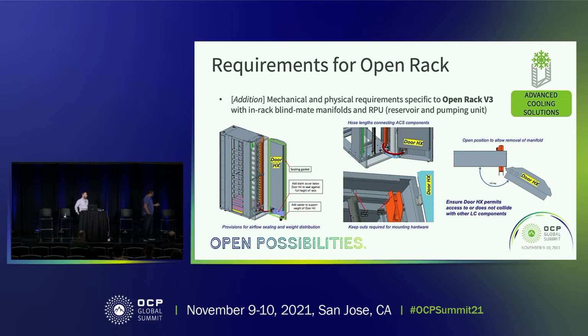So specifically, in terms of the blind mate interfaces that a bunch of people in this room have talked about in the rack and power workstream, what are the general keep-outs, are there specific hose lengths that you'd want to consider depending on how you mount your door heat exchanger solution and interface that with blind mate manifolds within the rack, as well as either a CDU or a reservoir and pumping unit. Basically all these details can be found in the document under Appendix A.